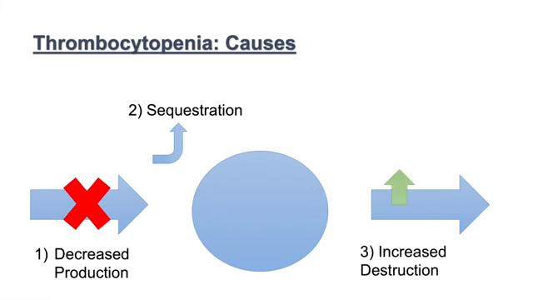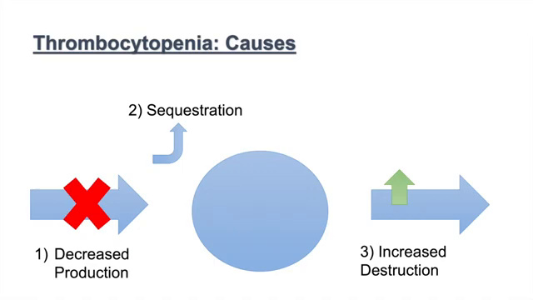Another cause is increased destruction, meaning increased output, or increased removal, of platelets from the body pool of platelets. So this is represented by increased destruction. Increased destruction is the third main category of causes of thrombocytopenia.